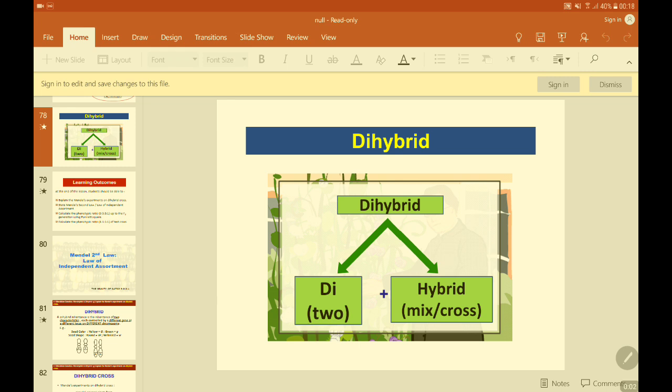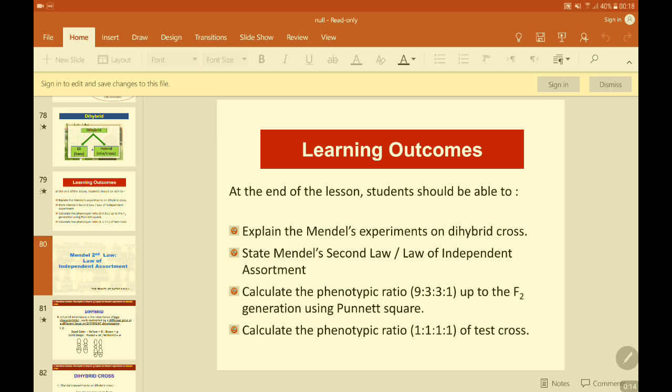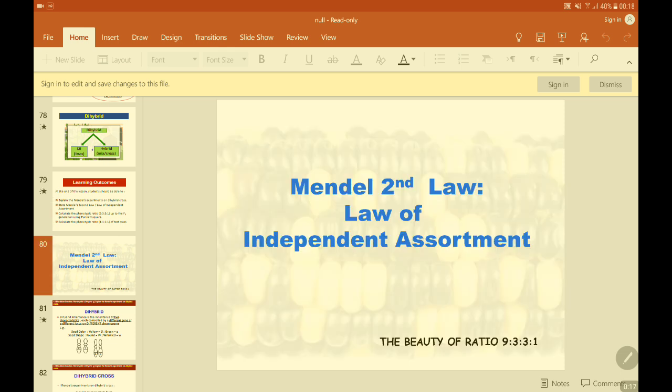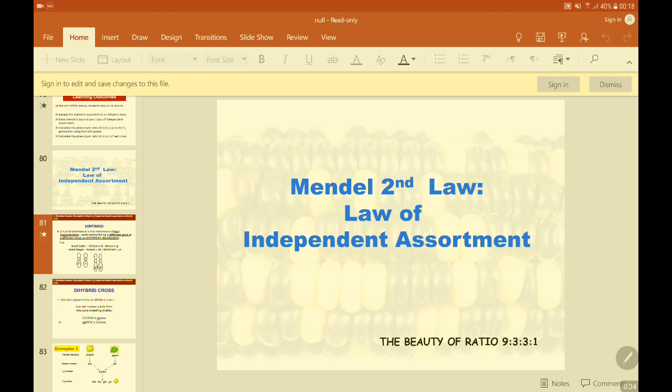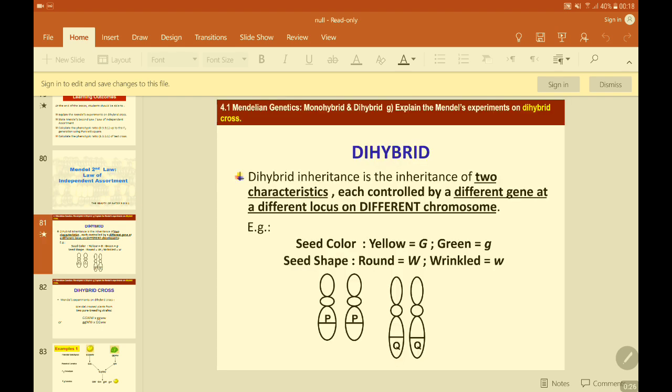Okay, so the next one is dihybrid cross. Dihybrid, di means two. So for this case, we have two characteristics that make a cross. This is related with Mendel's second law, known as the law of independent assortment. For dihybrid cross, it is the inheritance of two characteristics, each of them controlled by a different gene at a different locus on a different chromosome.